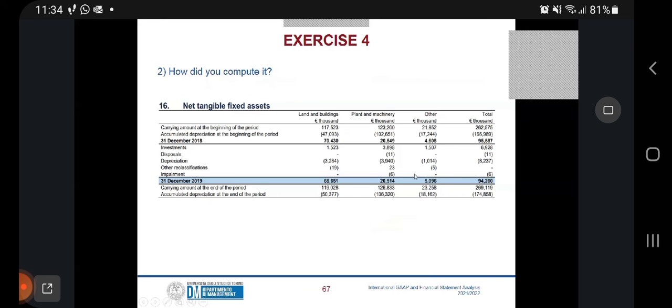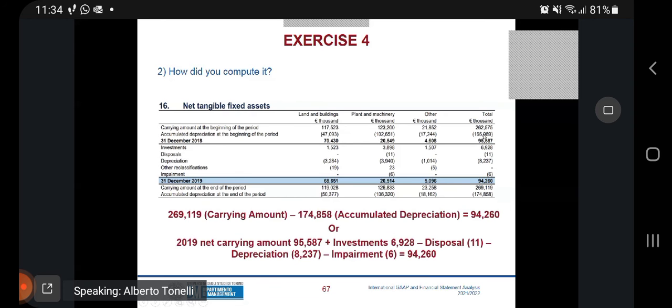How did you compute it? So there are two options in order to get this value. You can start from the beginning of the table, so carrying amount minus the accumulated depreciation at the 31st December 2019, or otherwise from the bottom of this excerpt, so carrying amount at the end of the period minus the accumulated depreciation at the end of the period.